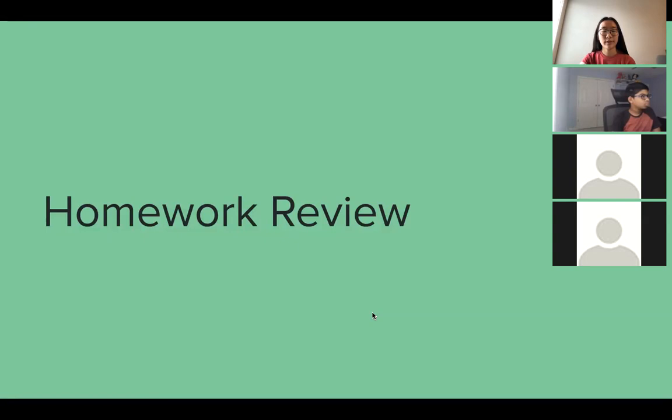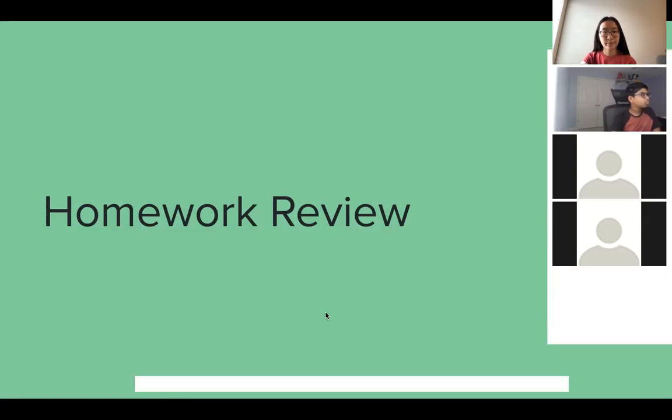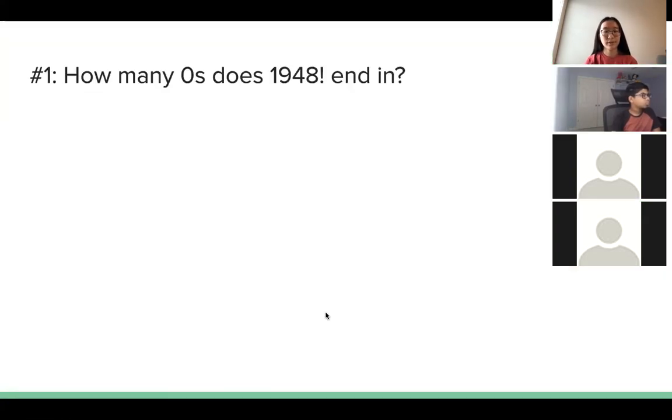Okay, so starting off with yesterday's homework. How many zeros does 1948 factorial end in? If you solve this, you should go ahead and put your answer in the chat. Or if maybe you're a little bit confused, you can talk about how you think we should solve it, like what method we should use. That also works. I have a question.